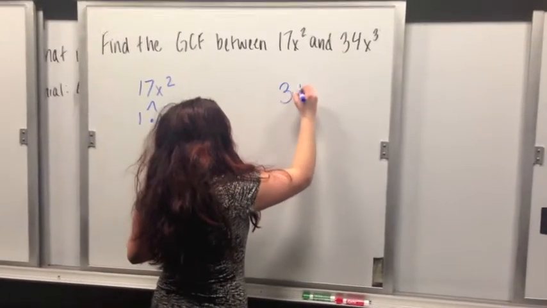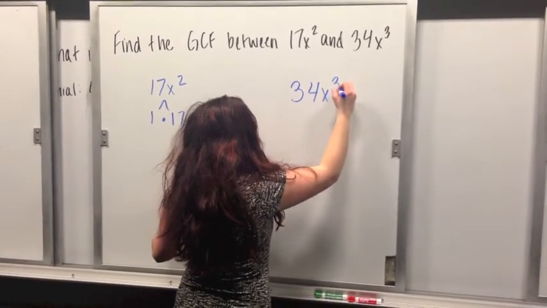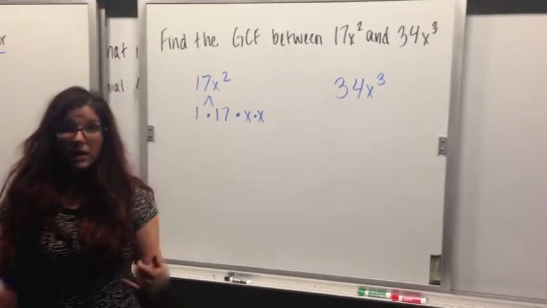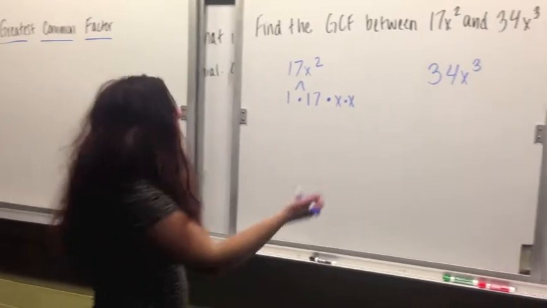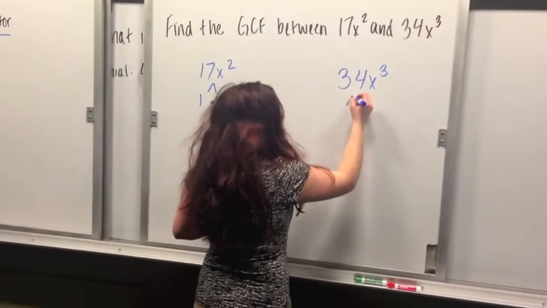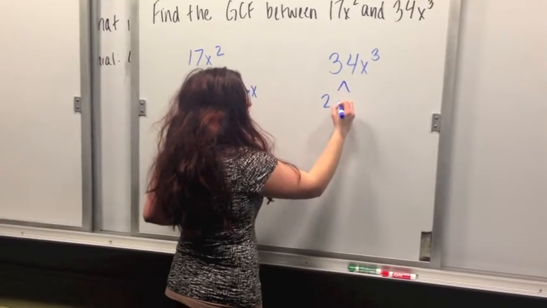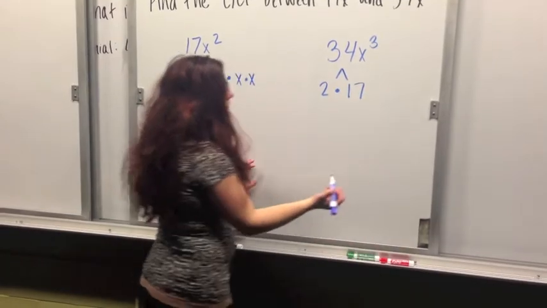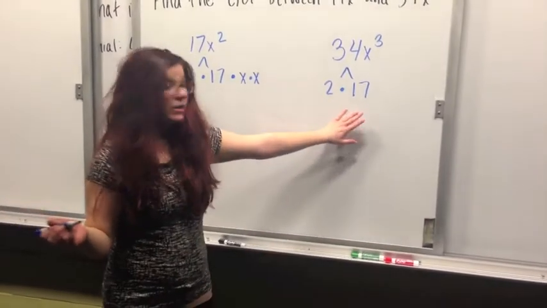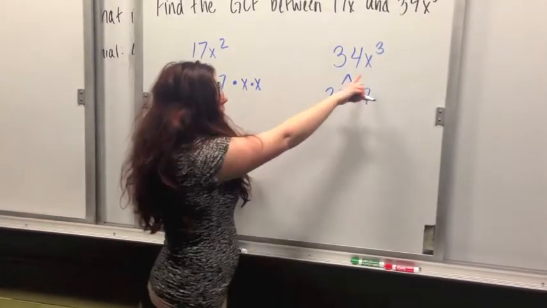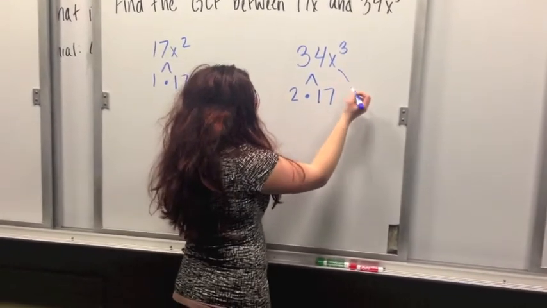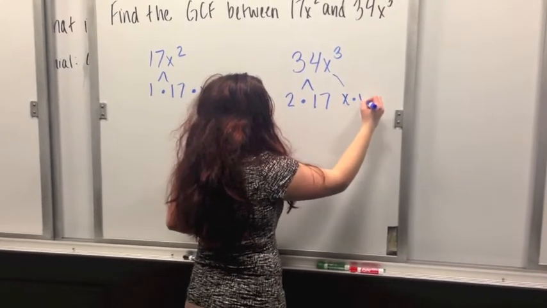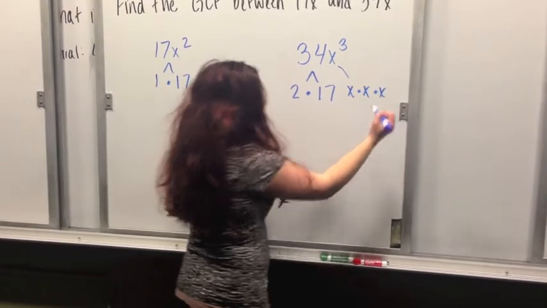Then when I have my 34x cubed, I want to ask myself again, what can I break this down into? 34 is even, so we know it has a 2. 2 times 17, and 17 can't be broken down anymore, so we're going to leave that one. But my x cubed, again, can be broken down into x times x times x.